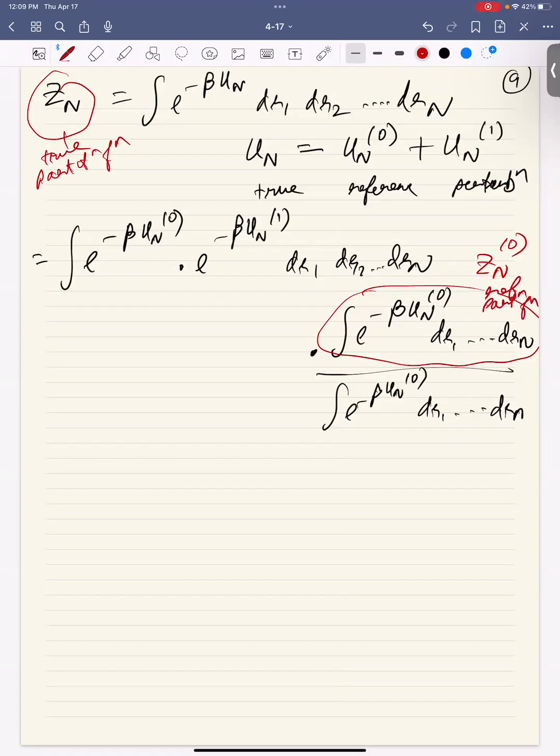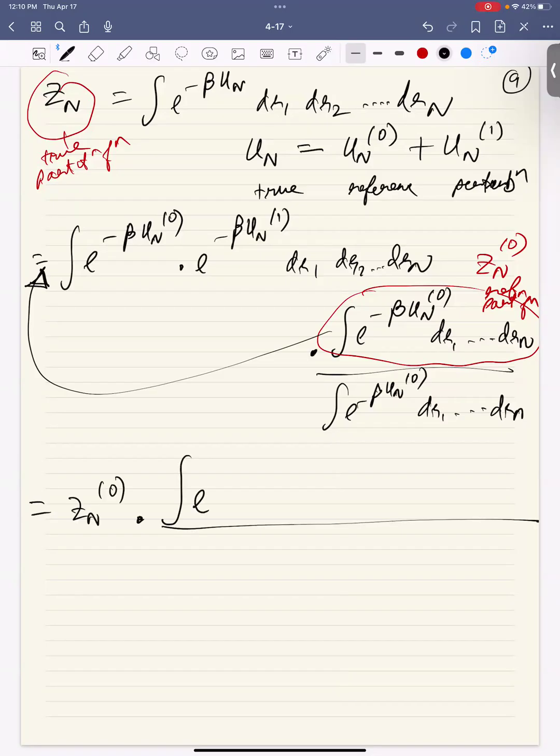So if it was an ideal gas, this is an easy partition function, right? Everything is independent. We want to be able to calculate easily. So we have just multiplied and divided by that partition function. Okay, now we are going to do something even more interesting. What we are going to do is to take this Zn0 and bring it up here, okay? So we will write this down as Zn0 multiplied by the integral of e to the power minus beta Un1.